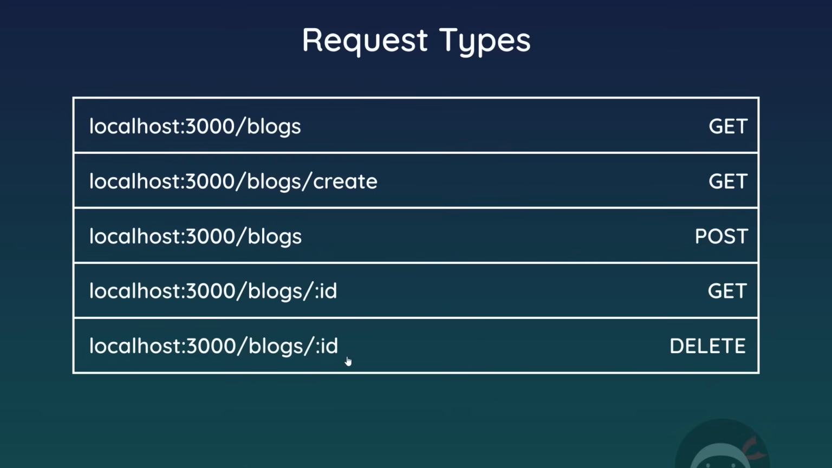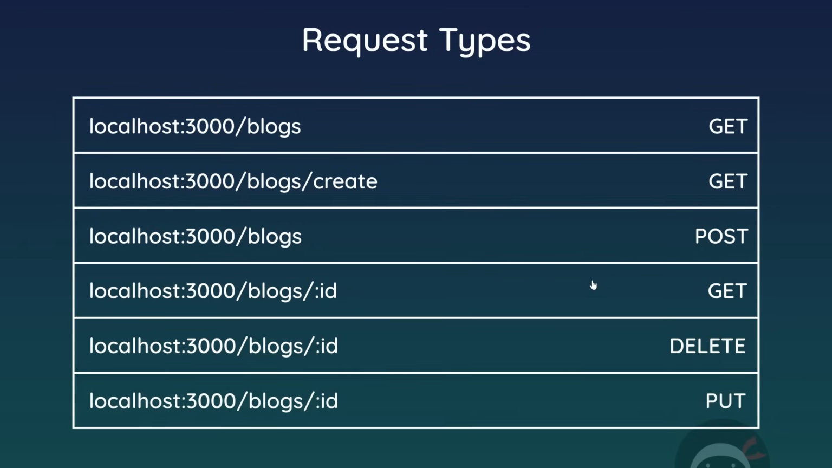Now, another route for deleting a blog would look something like this, /blogs/ID. And again, this would be the ID of the blog we want to delete. And again, these are the same, but it doesn't matter because we can handle a GET request separately from a delete request on the server. Finally, you might also have routes for updating blogs, and that would look something like this as well, where we have the ID that changes, but that would be a put request.